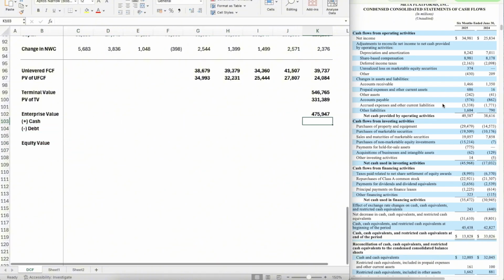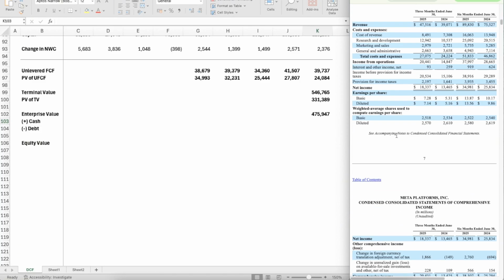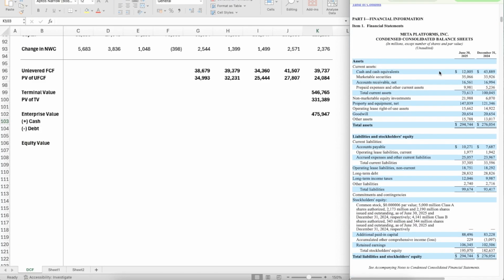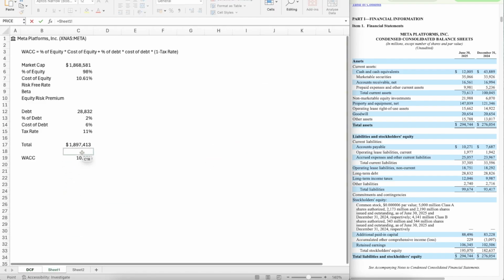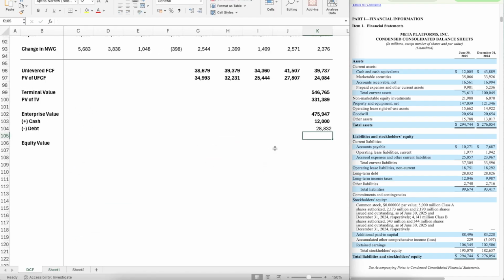And so the cash, we're going to go onto the balance sheet. That's up here. Here we are, cash. Wow, look at that. It had 44 billion in cash in 24. Now it's only got 12. Ooh. And I wonder what the debt is now. Oh no, we know what the debt is. We've done it on the WACC. There we go. So you take the enterprise value, you add the cash, and you subtract the debt. And there you have your equity value.